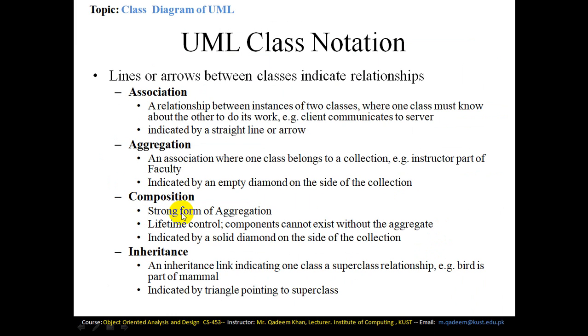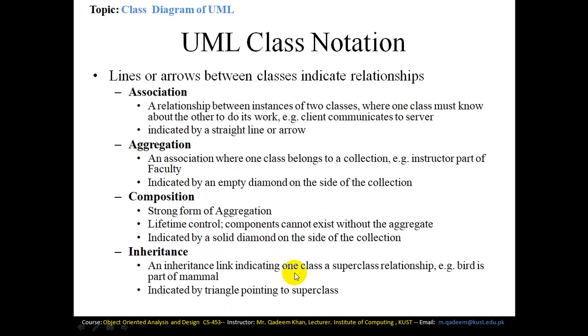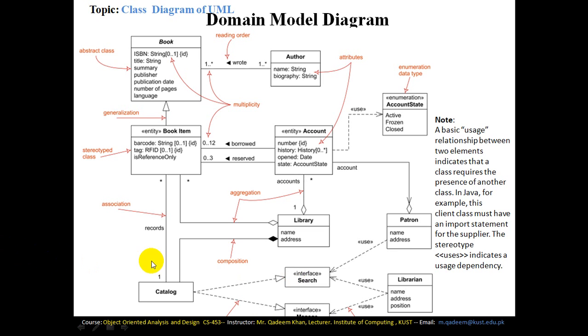Okay. Another one is called composition. Composition is also an aggregation, but it is the strong form of aggregation. Here the lifetime is controlled. Components cannot exist without the aggregate, indicated by a solid diamond on the side of the collection. So the composition has the solid diamond. This one is the composition relation with the solid diamond. So composition means the strong aggregation, and the lifetime is important here. Components cannot exist without the aggregate. If this component is destroyed, then it shows that this cannot be accessed.